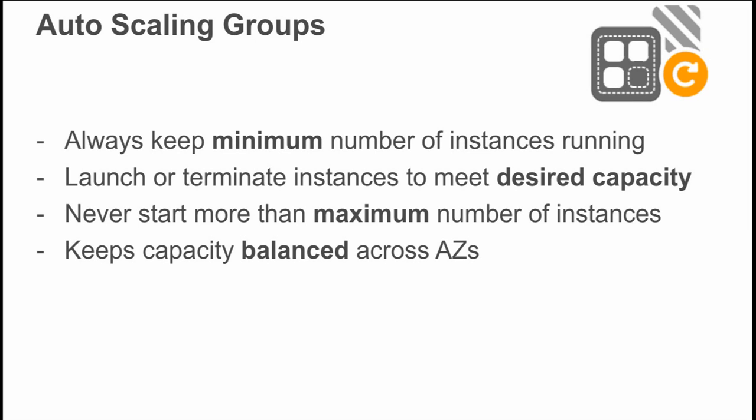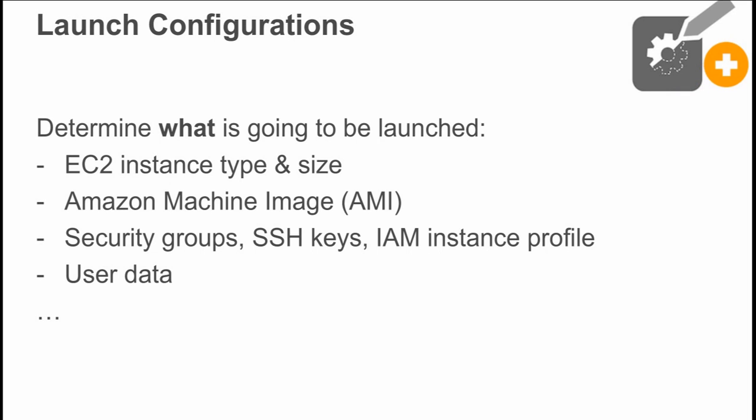Now, since autoscaling needs to launch instances, it needs to have some way to actually figure out what kind of instance it should launch, right? And so which size, which operating system, how did you actually install the application, things like that. And that is all controlled in another entity called the launch configuration, which basically just tells autoscaling, if you need to launch an instance, this is the configuration you should use.